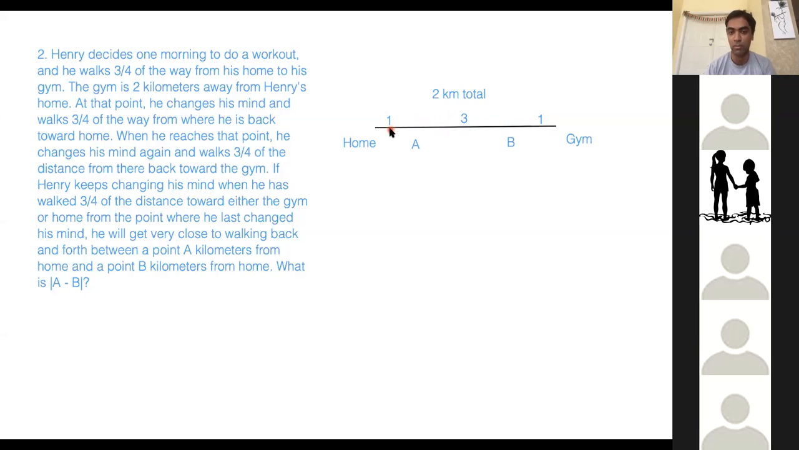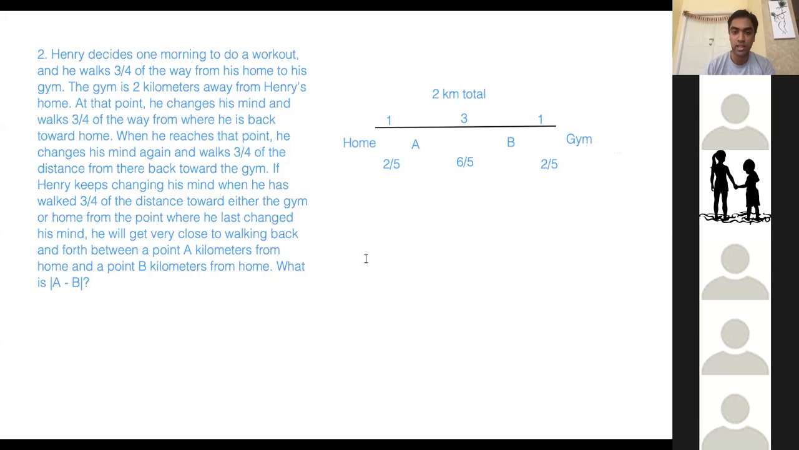So we have to convert this to kilometers in a second. But this is A to the gym is 4 units. B to the gym is 1/4 of that. So this is again moving 3/4 of the way back from A to the gym, moves you back to B. So once we know this much, then 1, 3, 1 is the ratio between these 3 distances, and they should sum to 2 kilometers total. So 3 + 1 + 1 is 5. So this is 2/5. This is 6/5, and this is 2/5.